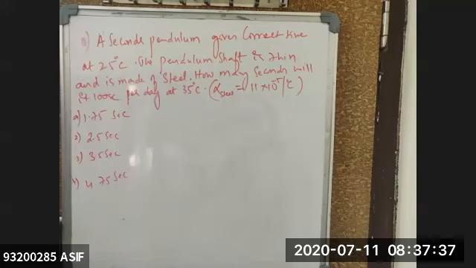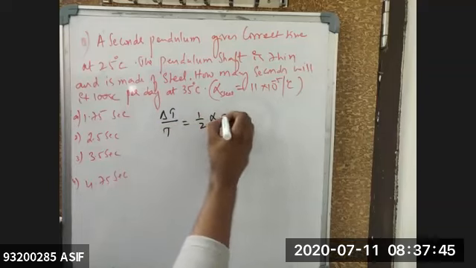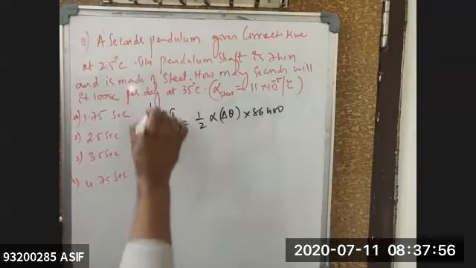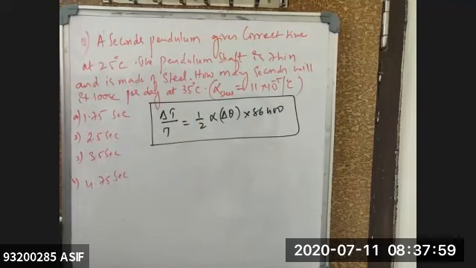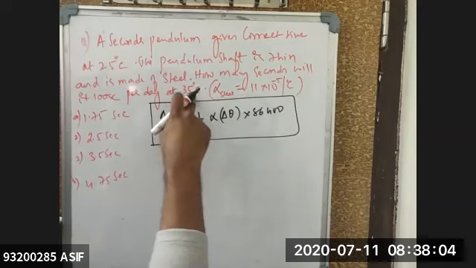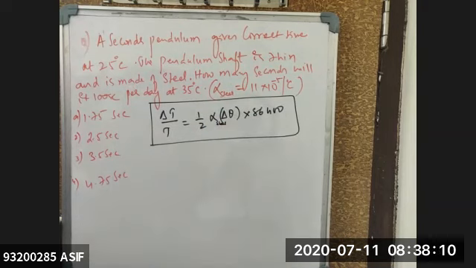Sir, it's better if you use a formula, no? Yeah. What is the formula I told you? Delta T by T is equal to half into alpha into delta temperature difference, into 86,400 seconds, since it is per day. This is your formula: delta T by T is equal to half into alpha into delta T. Delta T is the temperature difference, T2 minus T1. T2 is 35, T1 is 25. Alpha of steel is also given. So you can simplify and get the answer that matches.